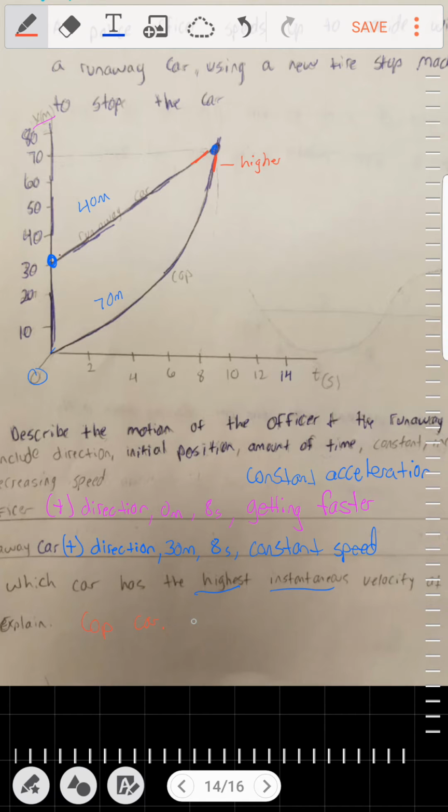Explain. It has a higher slope at 8 seconds. That's the answer. Is that a sharper angle, a higher slope? Okay, let's go. So there's that.